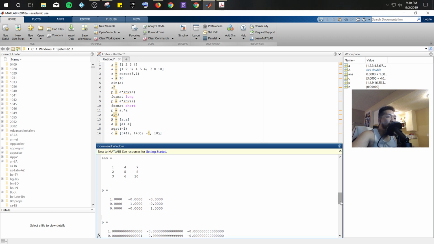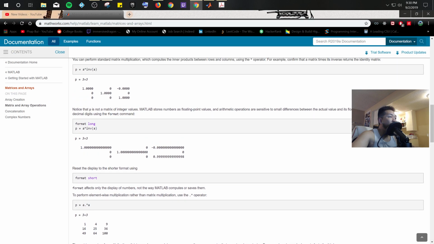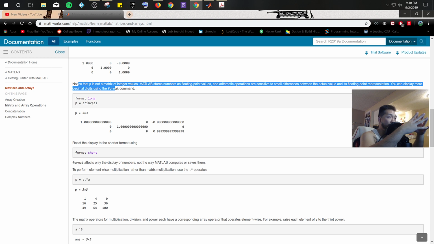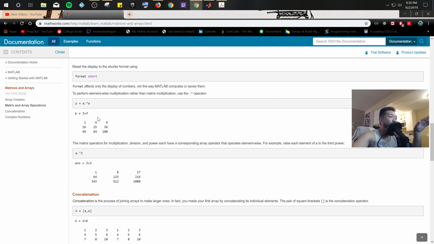And also we could have another thing here, format. So notice that P is not a matrix of integer values. MATLAB stores numbers as floating point values, and arithmetic operations are sensitive to small differences between the actual value and its floating point representation. You could display more decimal digits using the format command. So here we have P is equal to A times inverse of A. P is equal to 3 by 3, so forth. We set the display to the shorter format using format short.